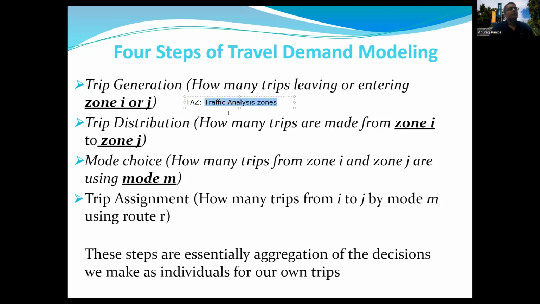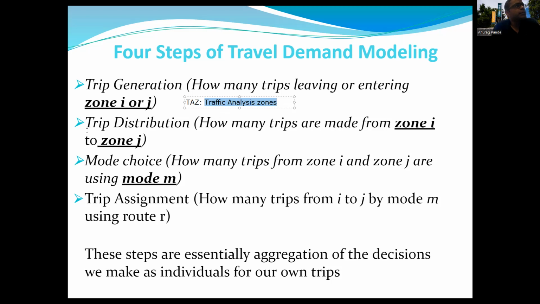And then based on the population patterns, how many jobs are in a particular zone, we can figure out how many trips total will be coming to that zone and going out of that zone. So that's your trip generation step. So that's just aggregate number of trips coming in or going out of a zone.